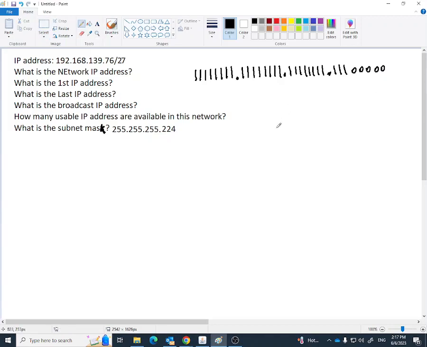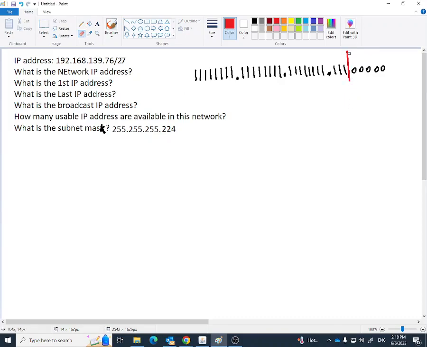Now, what is the point of the subnet mask and the prefix? Remember, both of them are simply representing the same thing. We are going to use the subnet mask and the prefix for one reason and one purpose, which is to find out the line that separates the network portion from the host portion.